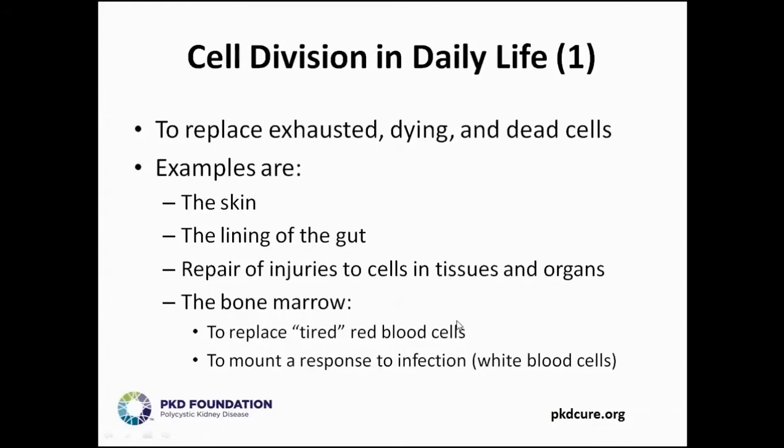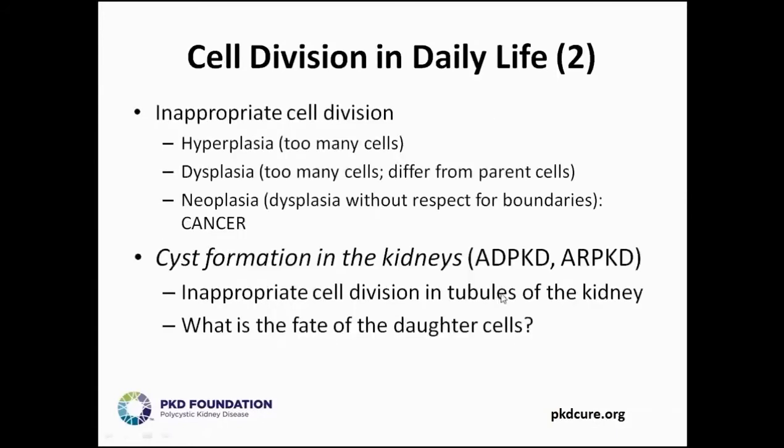But certain cell types, like in the heart and the brain, under most circumstances are post-mitotic, and they live for a long time. So that's cell division in daily life. For some of us, unfortunately, cell division is inappropriate. Hyperplasia, again, a fancy term, but it really just means too many cells. This occurs in response to injury, so it's not really a pathology.